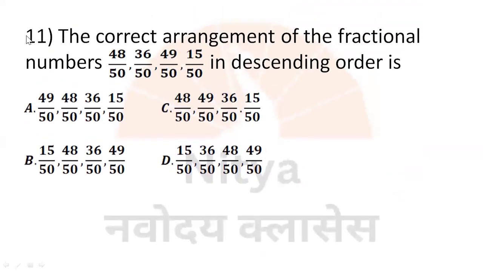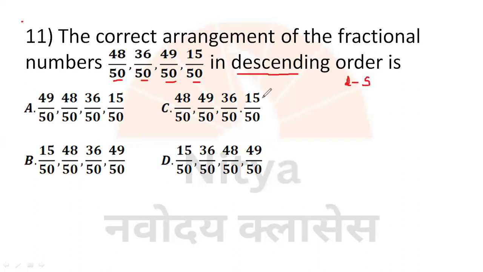11th one, the correct arrangement of the fractional numbers 48 by 50, 36 by 50, 49 by 50, 15 by 50 in descending order. So here we have to find the descending order. But check out here, denominators are the same. When the denominators are the same, we have to check the numerators. So when the denominators are the same, how do we find the descending order? The descending order is determined by the descending order of the numerators. So descending order means largest to smallest.